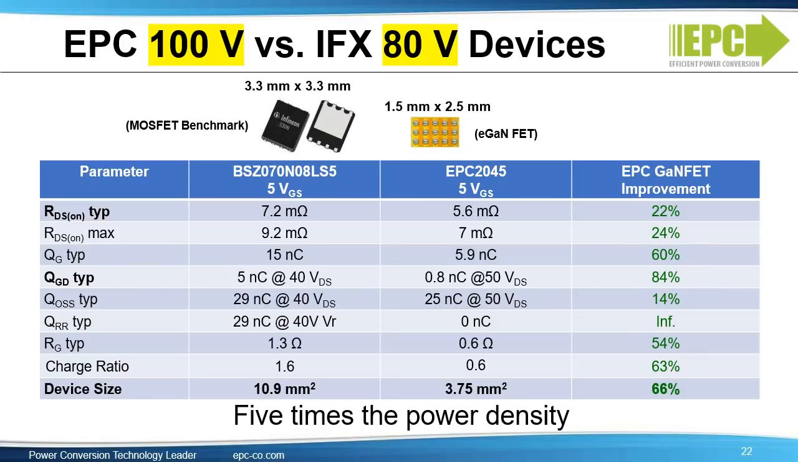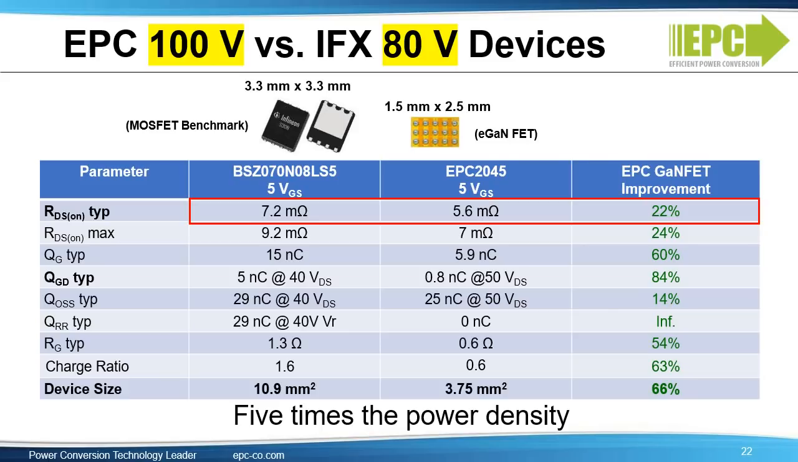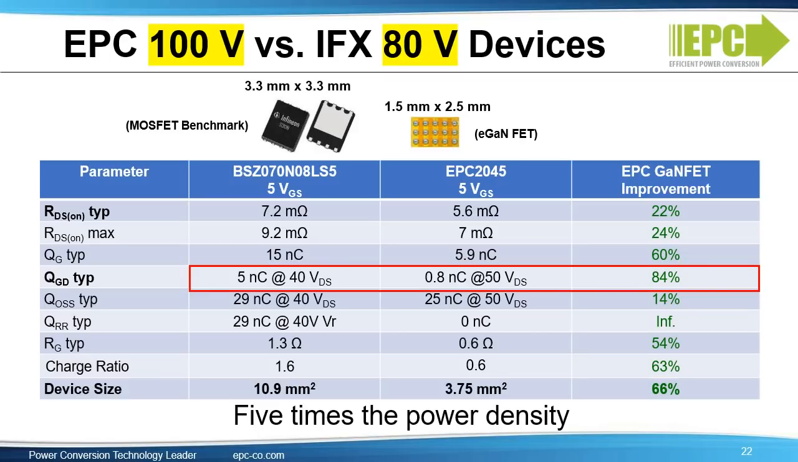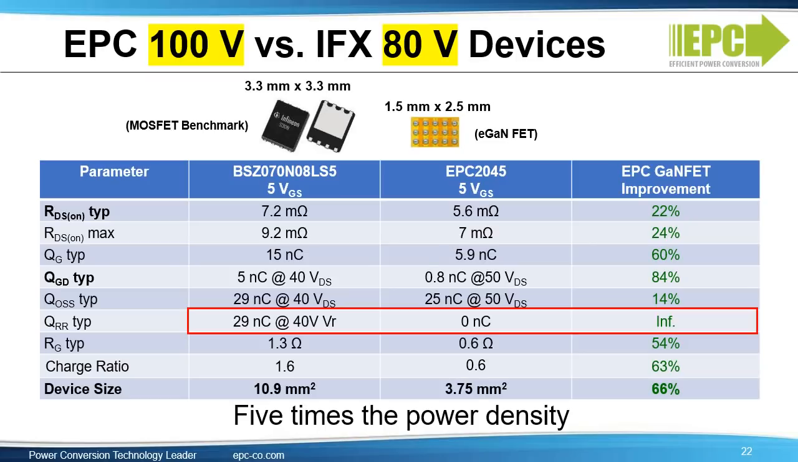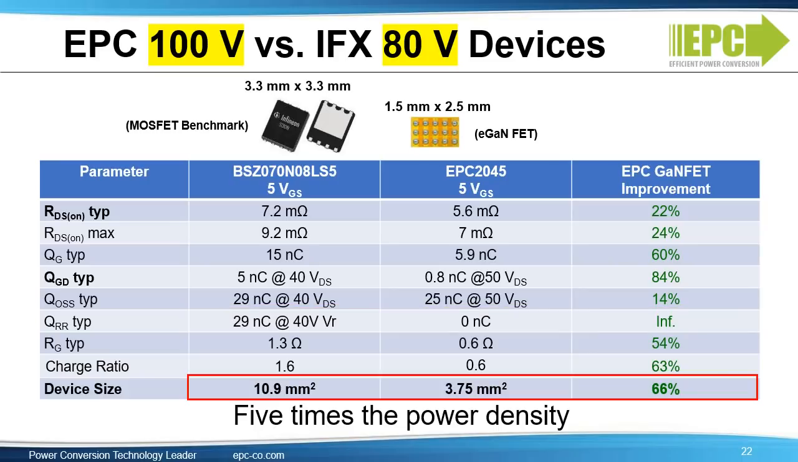If we compare the performance of GaN FETs versus the benchmark silicon MOSFET, the RDS(on) of the device in this example is 22% smaller despite the higher voltage rating of the GaN device. QGD is 84% smaller, QG 60% smaller, and QRR is 0. Additionally, the GaN FETs are 1/3 of the size. Overall, GaN devices deliver 5 times the power density.